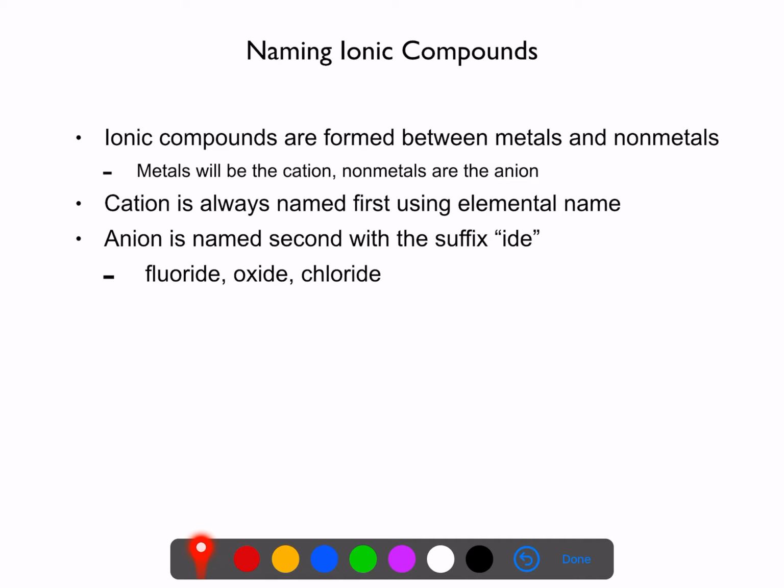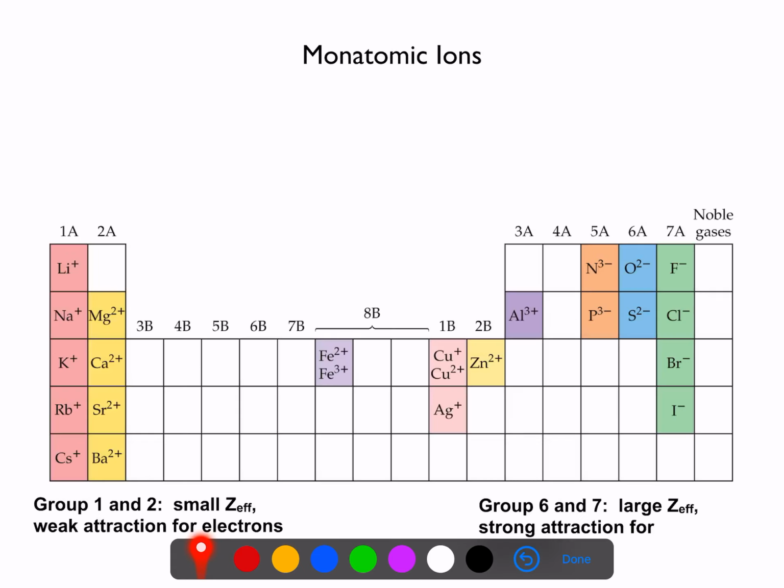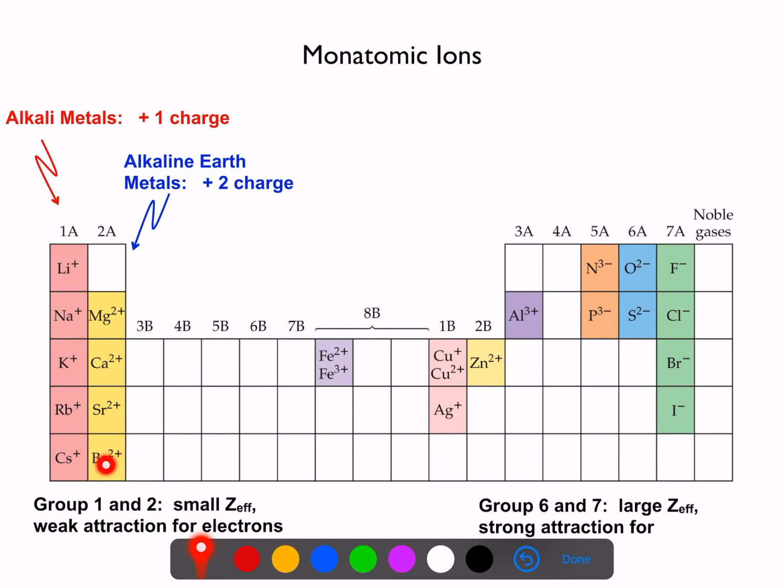The charges of monatomic ions we can find from the periodic table. One of the things that's important when we name ionic compounds is what is the charge of the ion, and the periodic table can help us with this. If we go back to the periodic table, we can remember that the group numbers tell us something about charge. All the alkali metals in group 1 will always have a positive 1 charge. The alkaline earth metals will always have a positive 2 charge. If we go to the right-hand side of the table, the halogens will always form negative 1 charges.